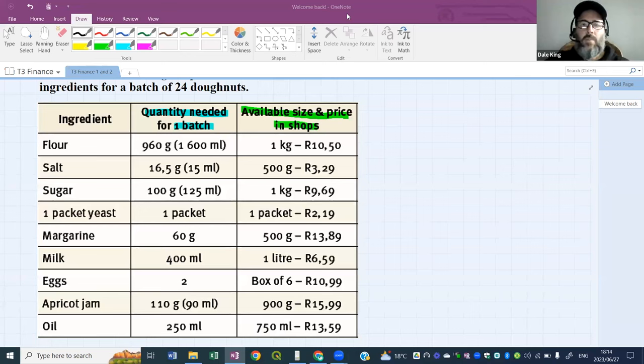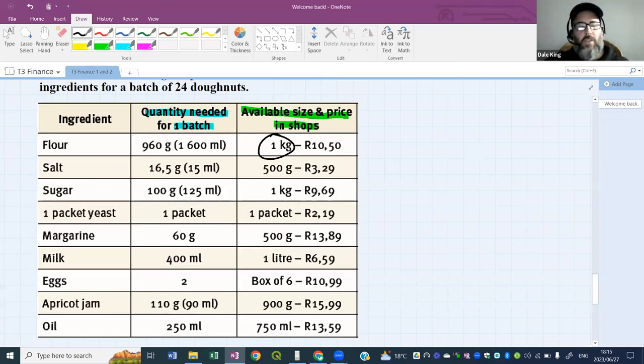Okay, someone's coming up with a method there. Emmanuel is suggesting 10 rand 50 times 9. Now, if you take 10 and 50 times 9, Emmanuel, you're going to get 9 kgs, eh? I think, see what you're doing.